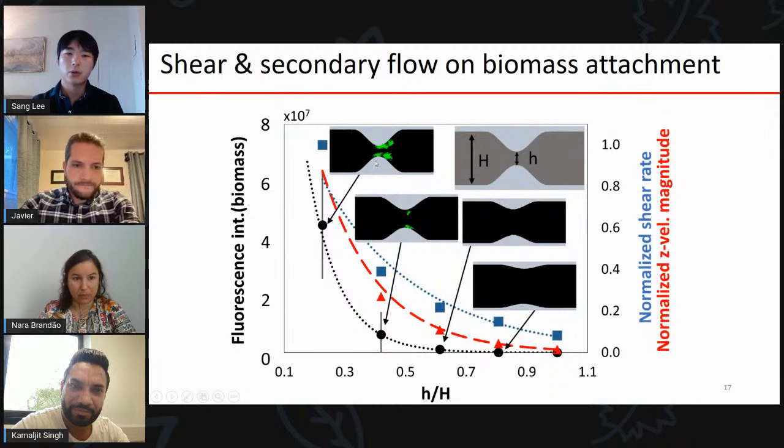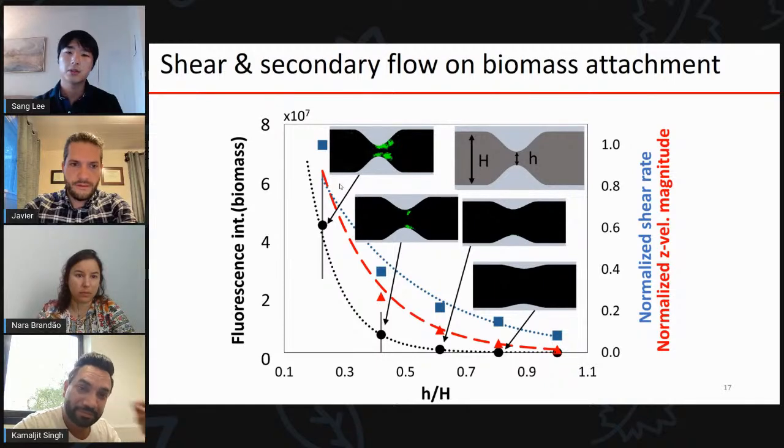The accumulation or attachment of the biomass is increased. So, as you suggested, we think it should be some kind of critical value that causes the rapid increase in the attachment of the cells and accumulation of the cells. But we have not defined at what value it causes it.